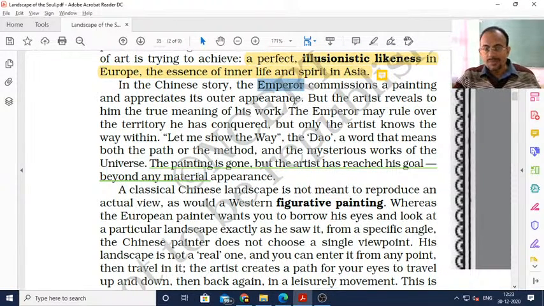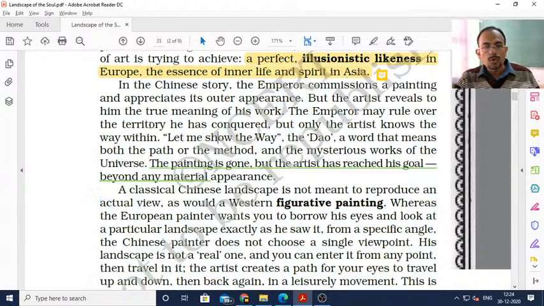painting, but the painter showed him, okay, how after his clapping the cave opened, and then the entire painting disappeared from the canvas, the wall later on. So the spiritual essence of his painting is something that the painter conveyed to the emperor. Okay, the painter wanted the emperor to know the spiritual aspect of his painting, not only the outer appearance. So that is what is said here. But the artist reveals to him the true meaning of his work.